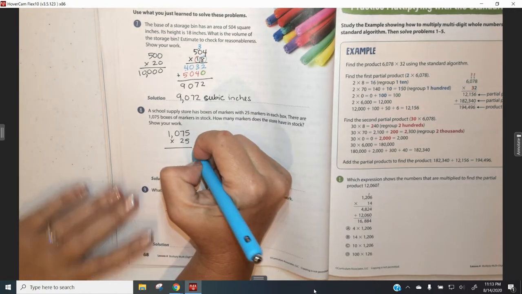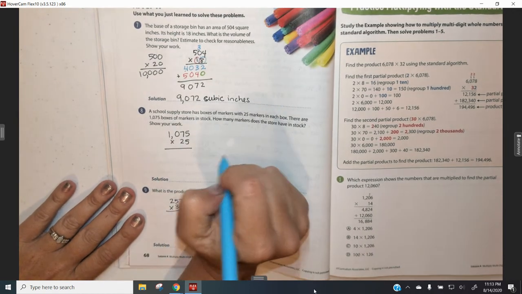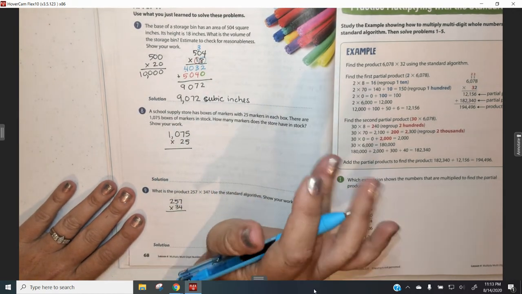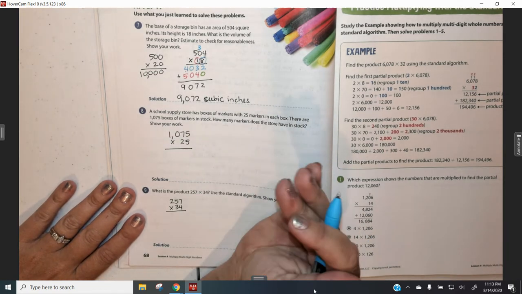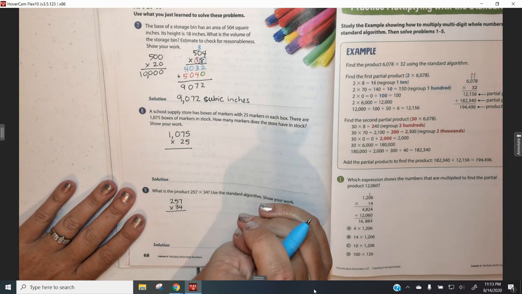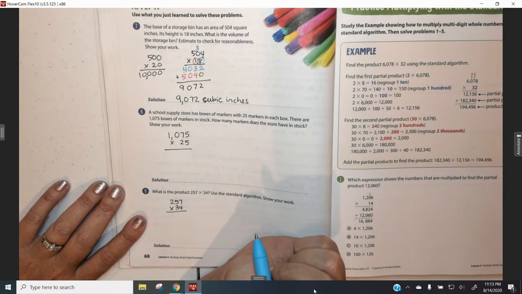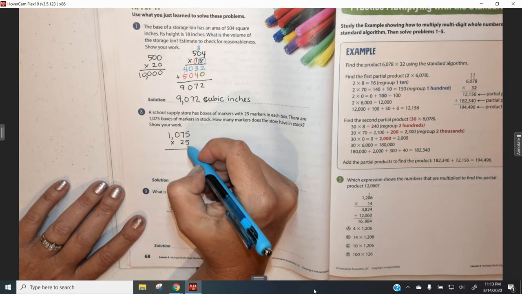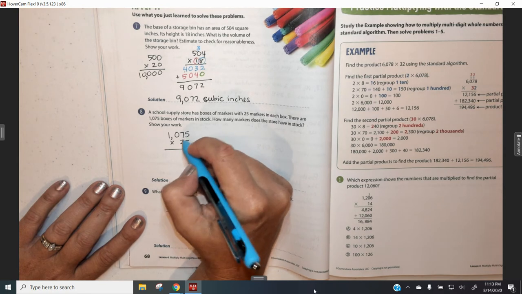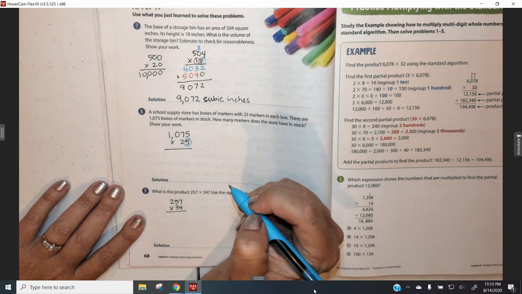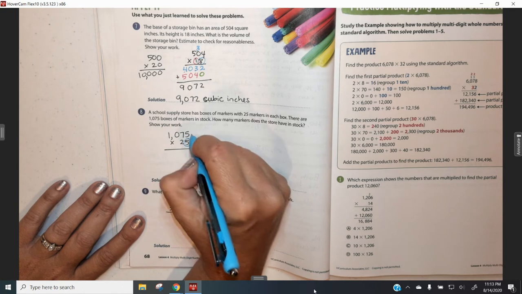All right, we're going to go ahead and start. So if you have not finished these two problems, please pause it and finish them so that you can check to see if your answer matched mine. And then when you come back to check, if you made a mistake, you can always erase it and fix it. So first, we're going to multiply our ones digit, our ones place by the top factors.